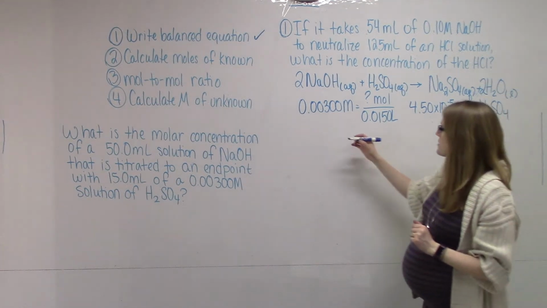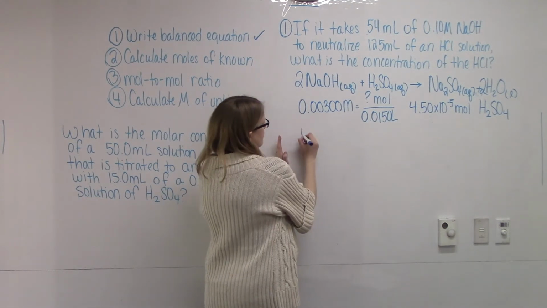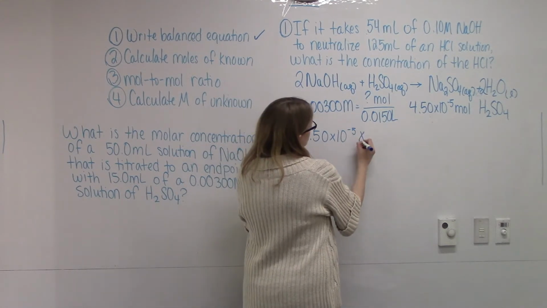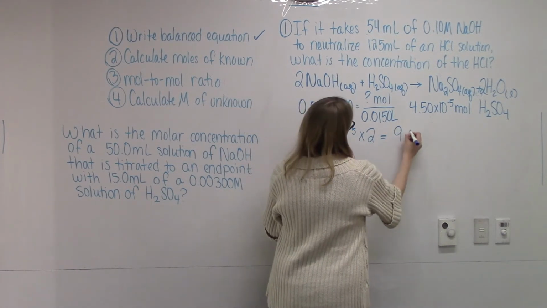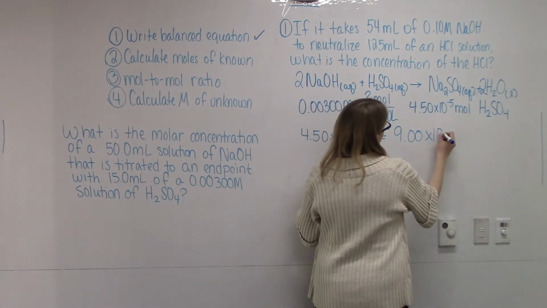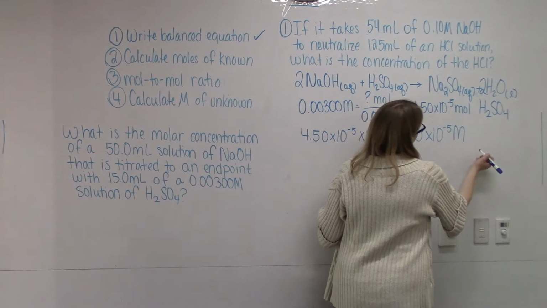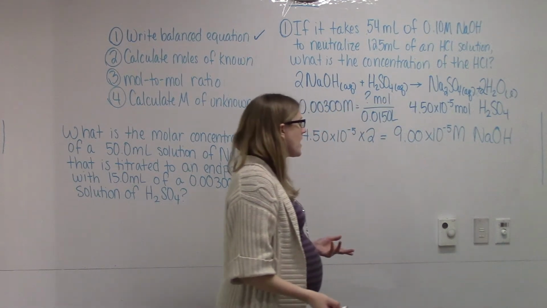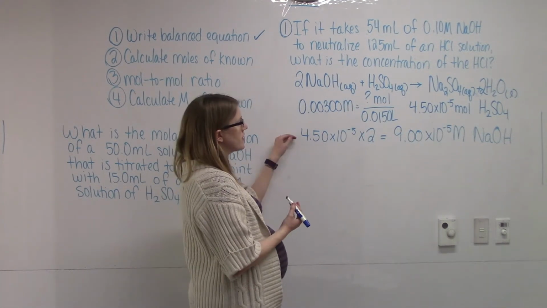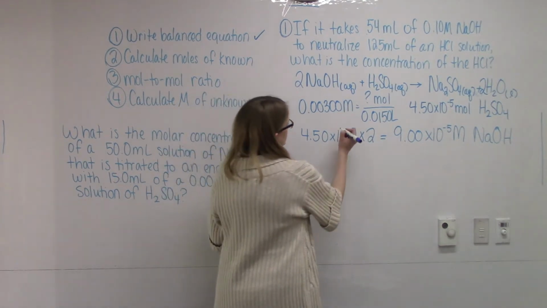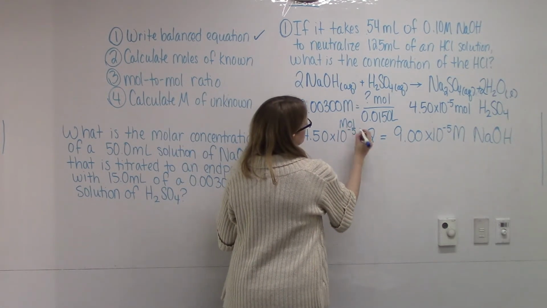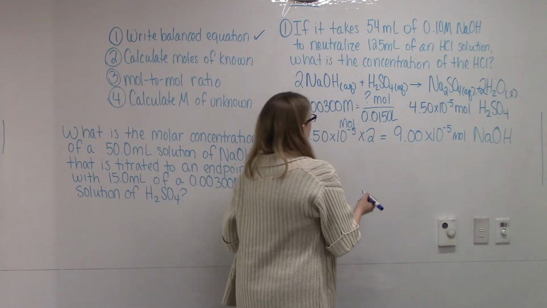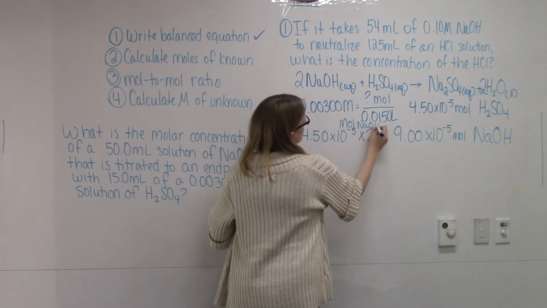So you can do one of 2 things. We could say 4.50 times 10 to the -5 times 2 equals 9.00 times 10 to the -5 molar, and that is our sodium hydroxide concentration. Or you can set up the dimensional analysis. So I'm okay with you either doing this or setting up the dimensional analysis. And it's always good to, oops, this is not our molar. This is our number of moles. Moles of NaOH. It's always good to have your units in your work.